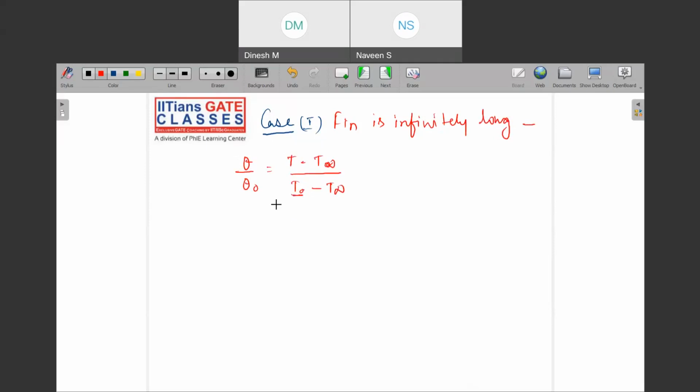T naught is the initial temperature of the fin. So (T minus T infinity) upon (T naught minus T infinity) is equal to e to the power minus mx. So this is variation number 1. If they ask you what the temperature variation or distribution is when your fin is infinitely long, your answer is this.